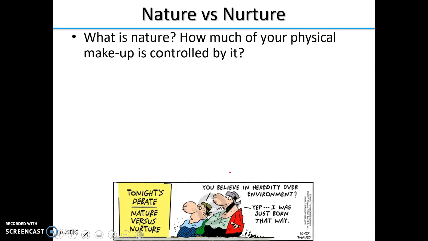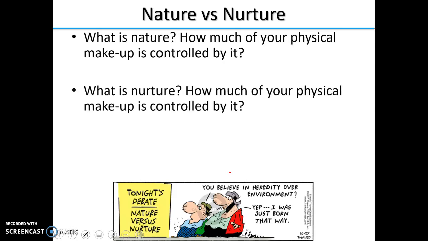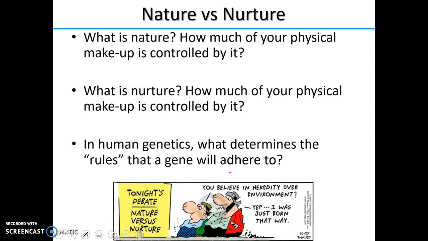And how much of your physical makeup do you think is controlled by nature? Think about it, and we can talk about this in class. And now, what does nurture mean? Okay? So nurture, now we're talking about your environment. And how much of your physical makeup do you think is controlled by that? So you should be able to give me, is it 50-50? Is it 80-20? Is it 20-80? Is it 30-70? What do you think it is?